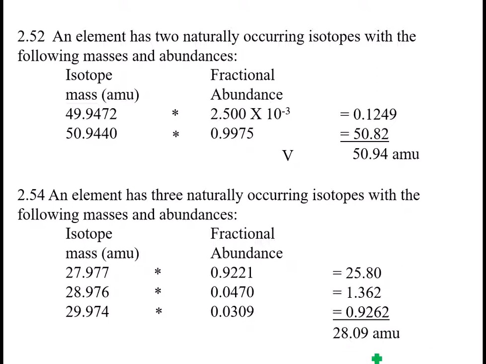And if I want to know what this element is, I can look on the periodic table for 28.09 and I come up with silicon. And that's how you calculate the atomic weight that you see on the periodic table there. And that's the end of this section.